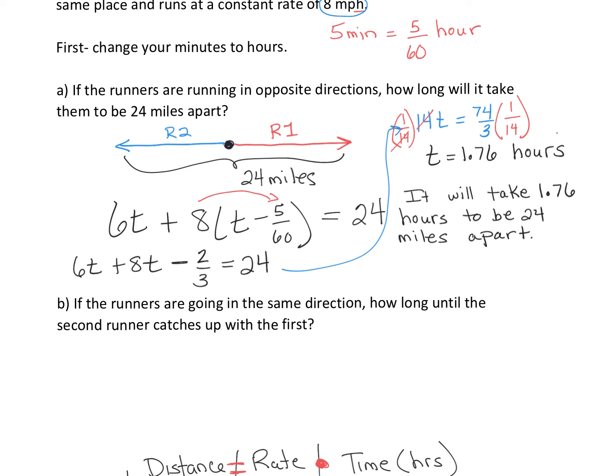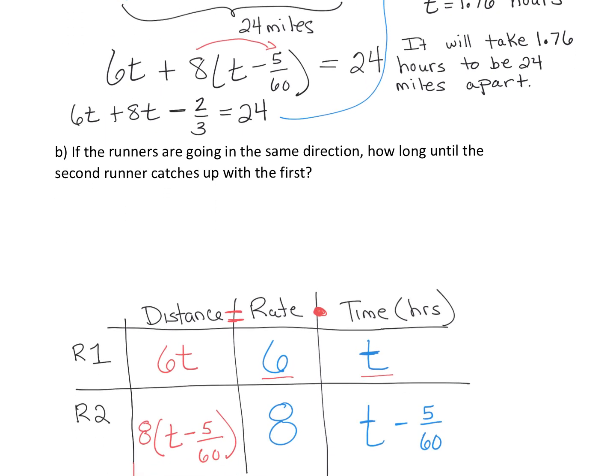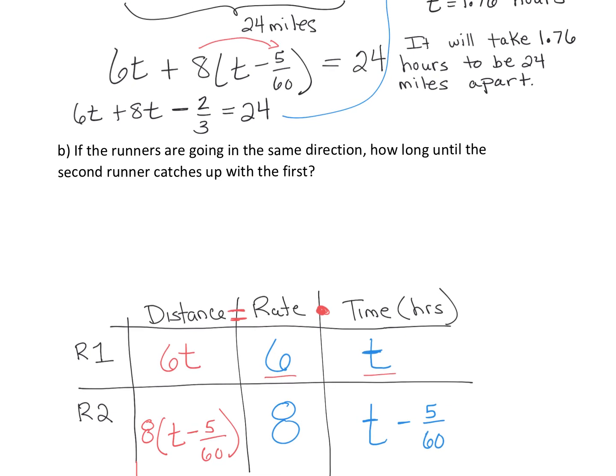Okay, let's take a look at our second problem. We've already made our table organizing our information, but this one asks a little bit different question. It says, if they're going in the same direction, so we've got our starting point, we've got runner number 1, and we've got runner number 2, and the question is, when will the second runner overtake or catch up with the first runner? In other words, when will their distances be the same?